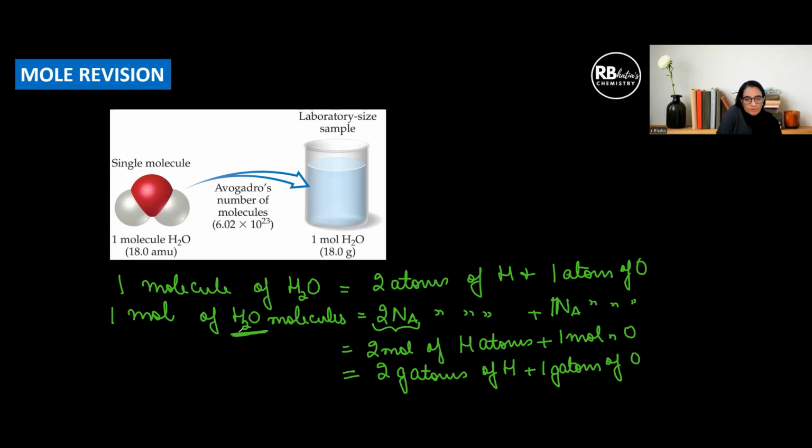1 mole of water molecule contains 2 gram atoms of hydrogen, means 2 moles of hydrogen atoms, means 2 into Avogadro number of atoms of hydrogen. And 1 gram atom of oxygen means 1 mole or Avogadro number of oxygen atoms. So I hope this concept is very clear to you.